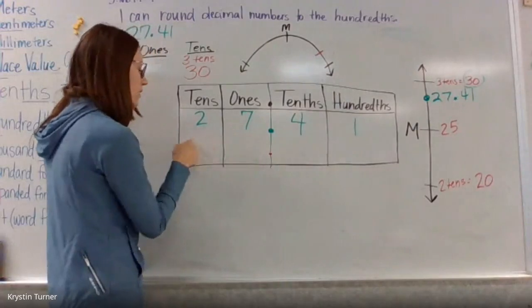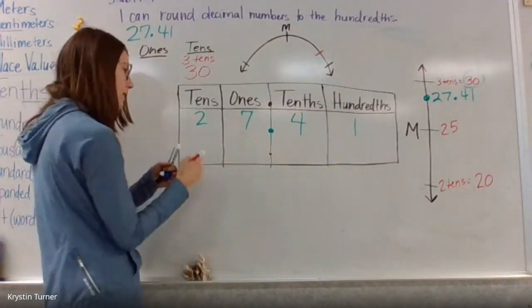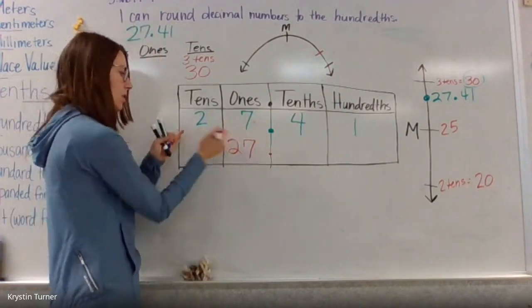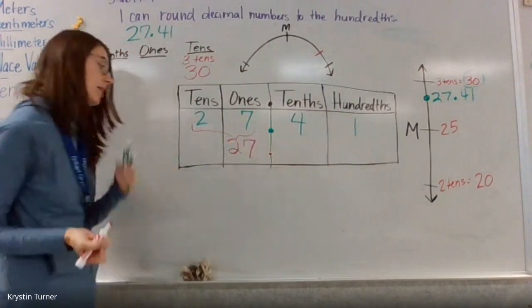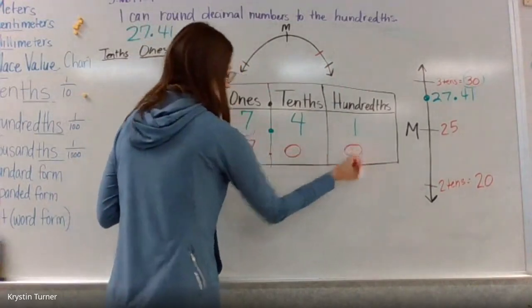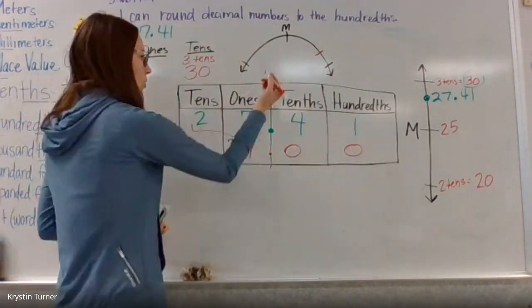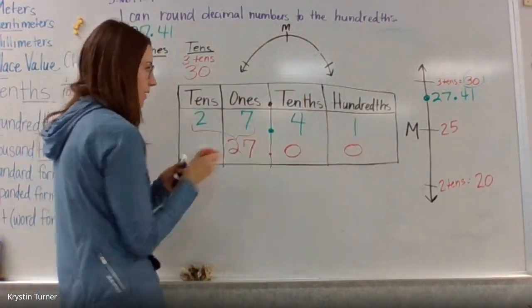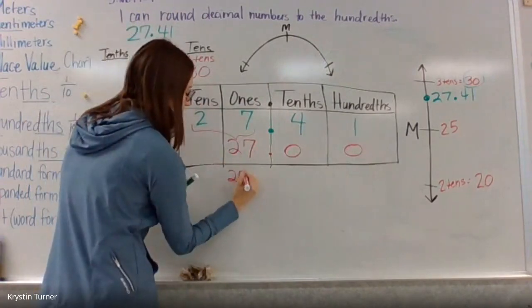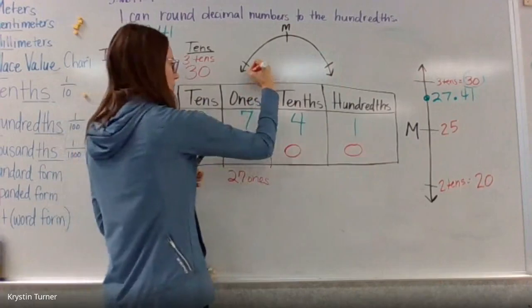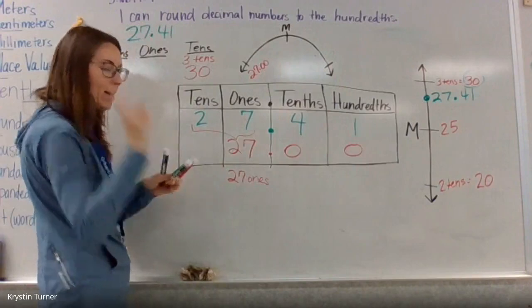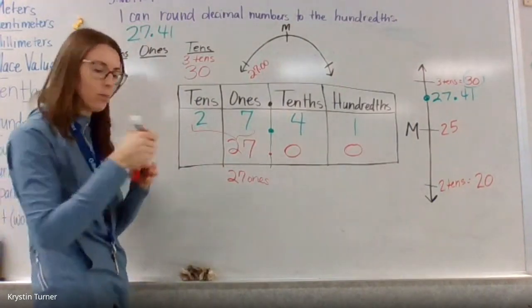This time we can think of this in just ones. This would be 27 ones, so I can think 27 ones with nothing behind it. So we're putting those at 0. I'm going to start with my baseline as 27. Now I'm going to think of this as 27 ones, so I have 27.00.